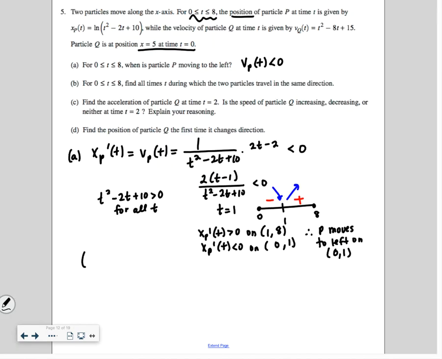All right, so B, so between 0 and 8, find all times t during which the two particles travel in the same direction. So the two particles travel in the same direction. So they're either moving to the right or moving to the left. So we need to figure out when our velocity, which we actually have the velocity for this, of q is less than 0 and greater than 0.